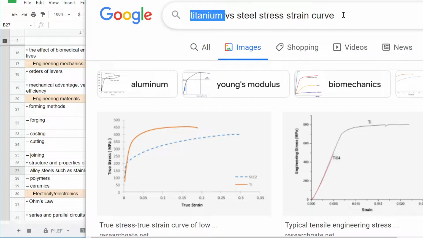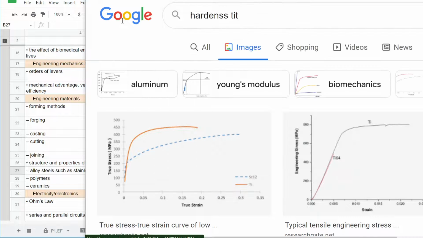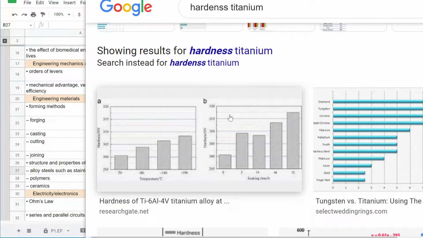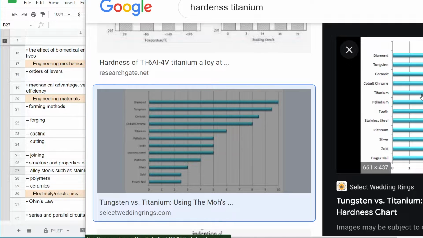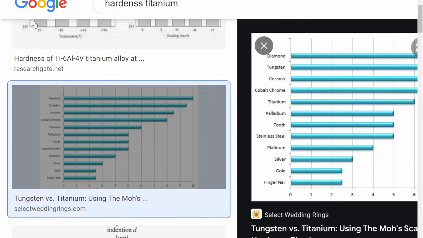In terms of hardness, titanium using the Mohs hardness scale, right? So we would say that, well, obviously diamond, it's the Mohs hardness scale. I think I said Mohs. That's a thing I know that I get wrong.